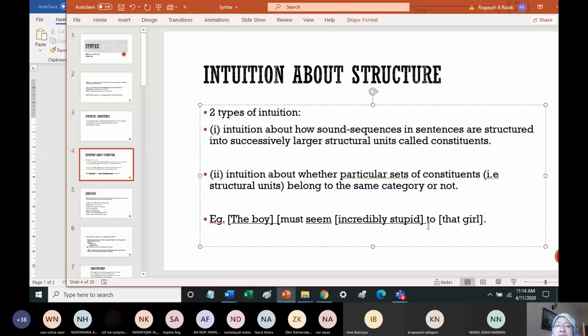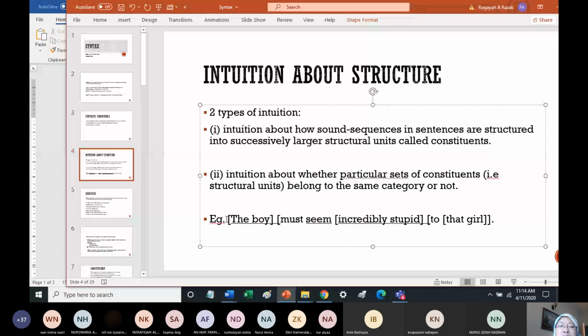However, once you have that girl, to can come in. To can combine with that girl. To that girl is better rather than to that. Just now, to that cannot. But when you have that girl as a constituent, only then can to come in. Okay. And these are called square brackets. So once you open something, you must close, right?